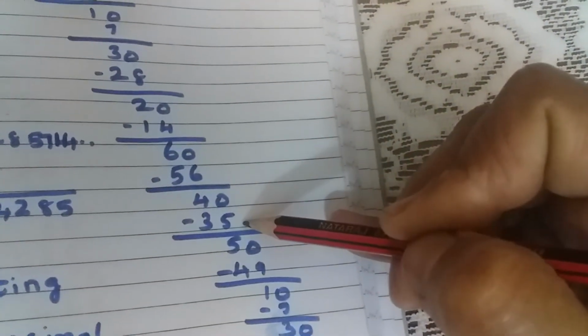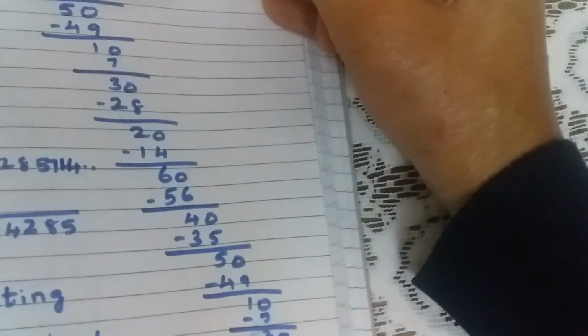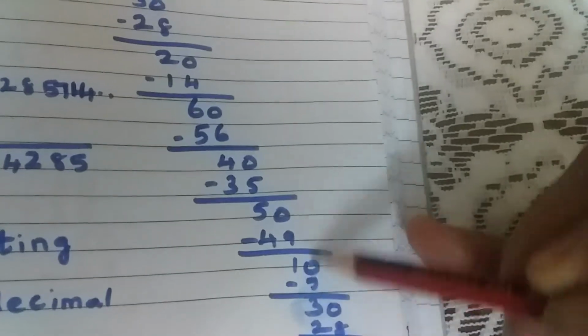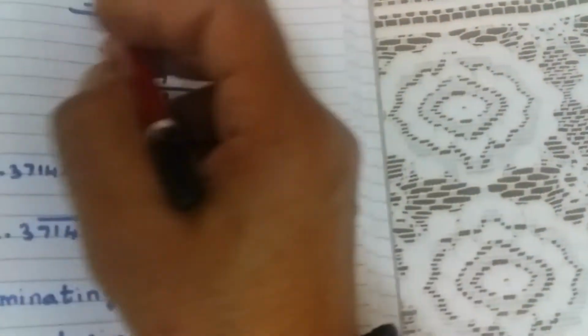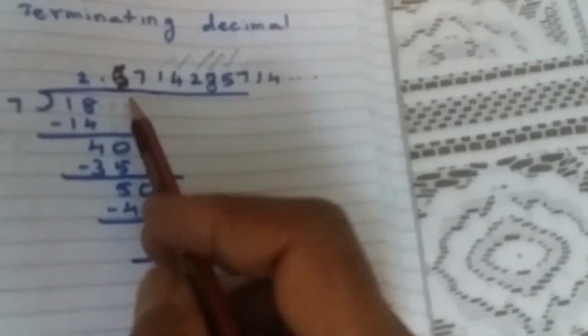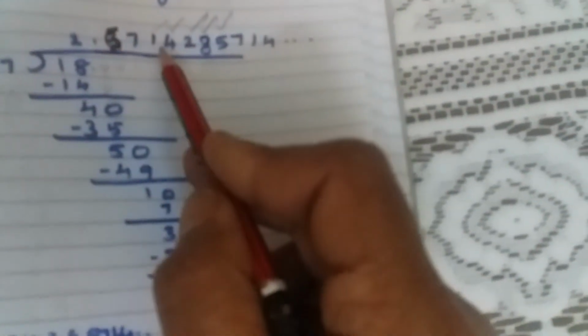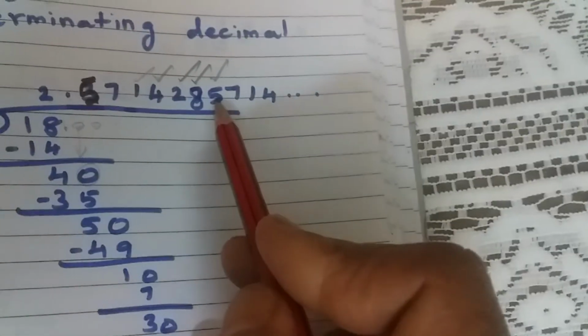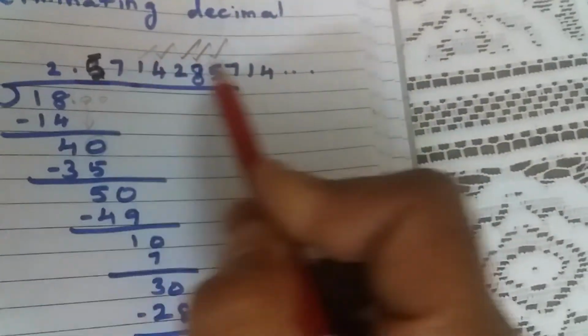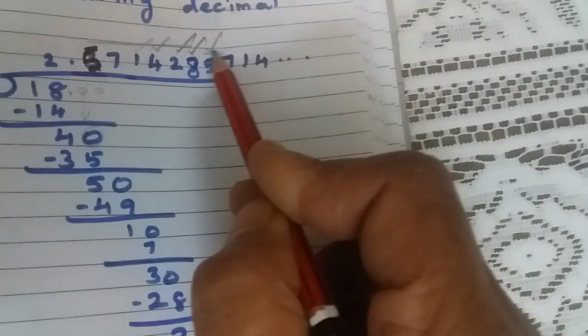5 7s are 35. Remainder is 5. In 50 again, it is 7 7s are 49. Remainder 1. And 7 1s are 7. If you just observe the quotient, it goes on and on without an end. We get 571428. Now the same digits started repeating. 571428, 571428. The digits go on repeating.